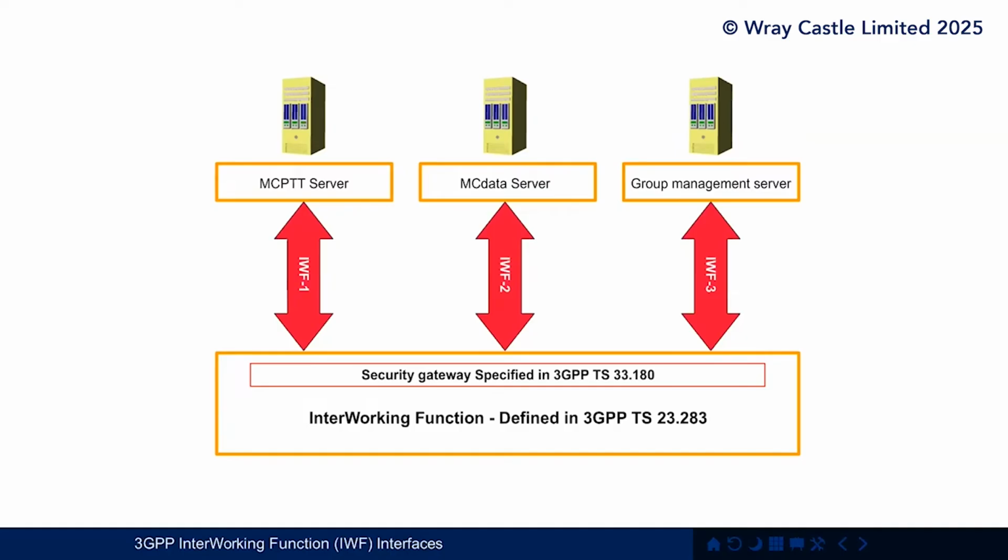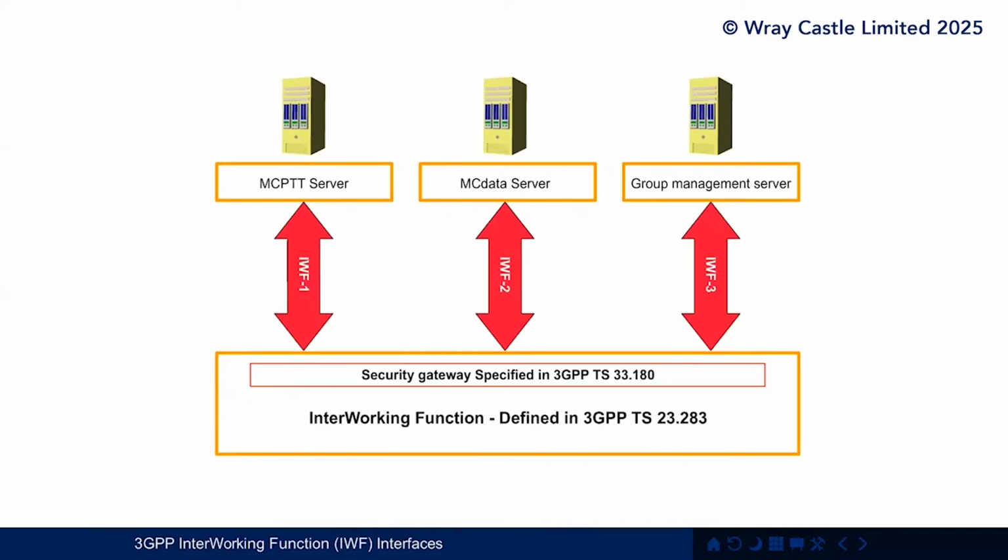The MCPTT server is the device that's going to support mission critical communications, whether it be point-to-point calls between individual users or possibly group calling. But the MCPTT server is central to the operation of the mission critical network. So it makes sense to perhaps use that IWF1 as a means of interfacing the MCPTT server to an interworking function.